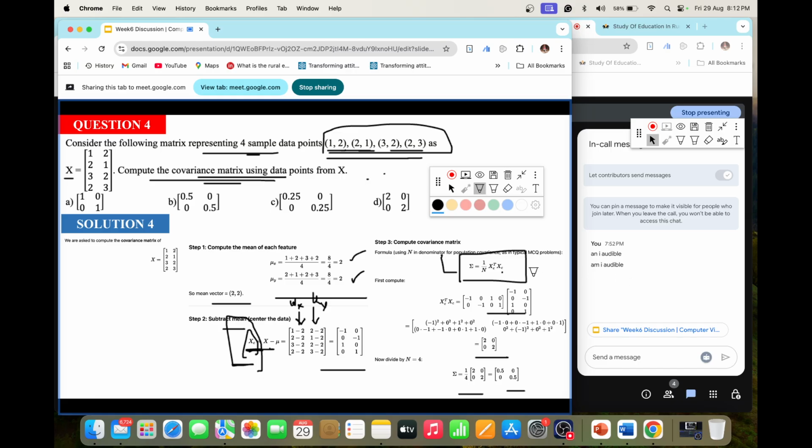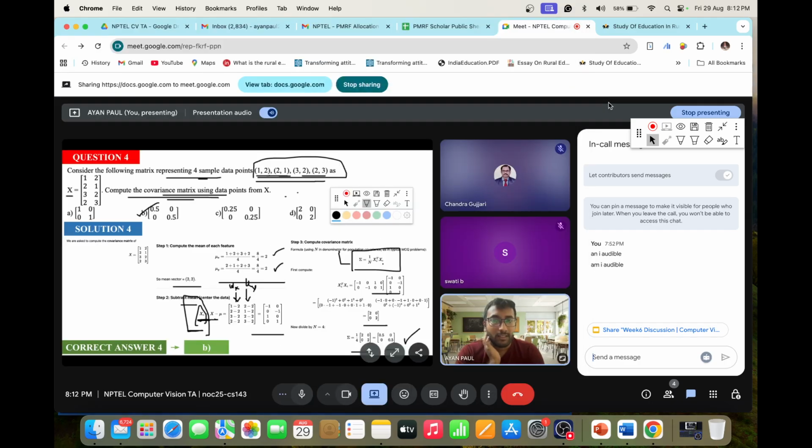Once you have centered the data, you have to apply this formula, that is 1 by n, where n is the number of elements, times the transpose of the center matrix into the center matrix. By this you are getting the answer. So this is the answer: 0.5, 0, 0.5. So option B is the right answer. Is this clear to all of you?